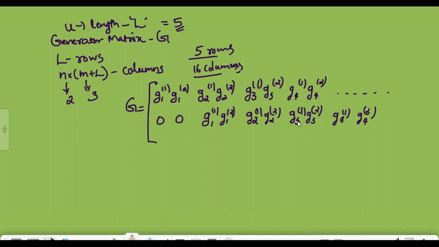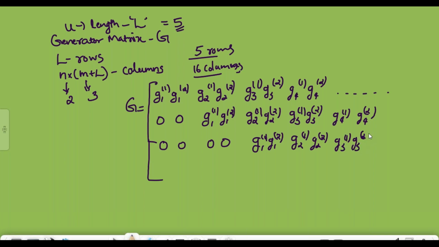Then the elements of the generator sequence or impulse response. Then here 0 0 0 0, again G11, G12, G21, G22, G31, G32, G41, G42. And here also it is 8 elements, then 8 zeros. All the remaining elements will be zeros. Here again 0 0 0 0 0 0 for that particular bit.